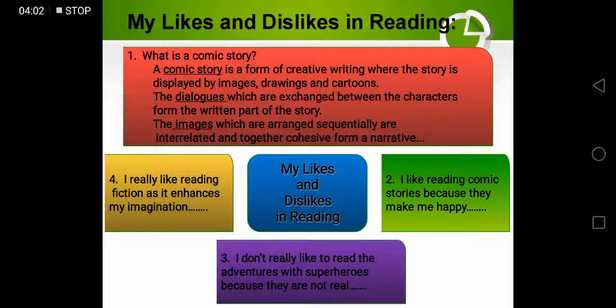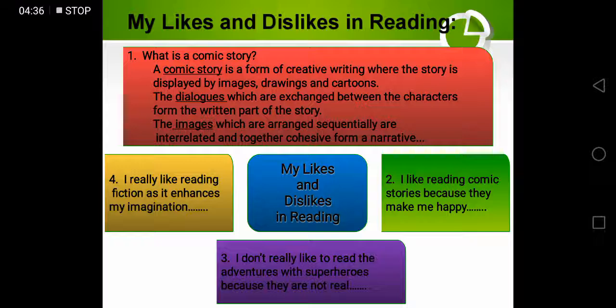What is a comic story? First of all, you will write about a comic story or any other story. A comic story is a form of creative writing where the story is displayed by images, drawings, and cartoons. The dialogues which are exchanged between the characters form the written part of the story. We have just seen it in the previous slide. The images which are arranged sequentially are interrelated and together cohesive for a narrative. Cohesive means they join together all the ideas.